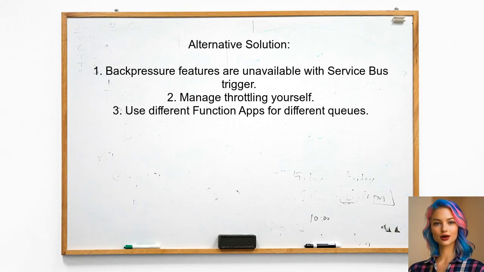This user points out that back pressure features are not currently available with the service bus trigger in Azure Functions. They suggest that you will need to manage this yourself. The approach you've outlined can work, but it requires handling different function apps, since service bus settings apply to the entire app, not individual functions.